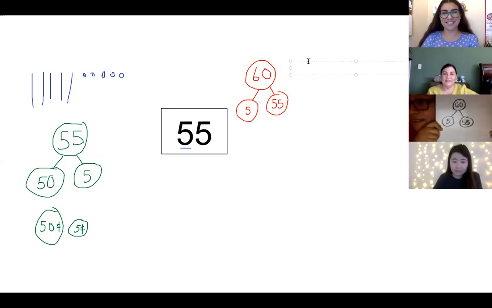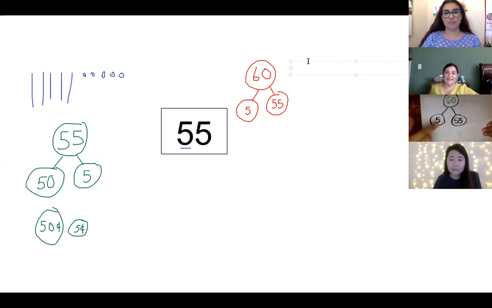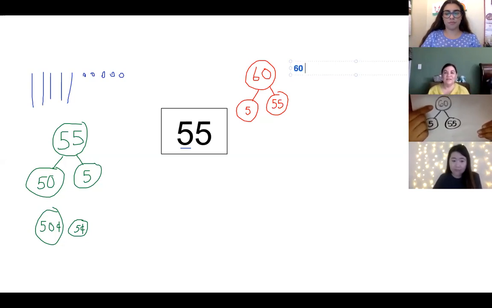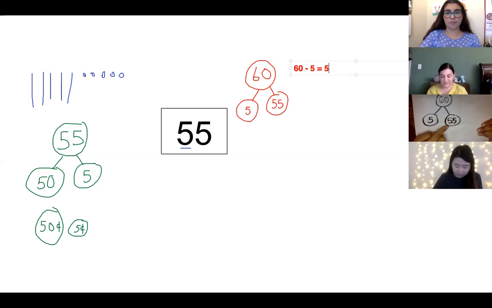Wait, I'm going to need the help of my friends out there. So we have 55, and I wanted to show a subtraction problem. So I needed to come up with the minuend, and my minuend has to be larger. So I have 55 and 5 more is going to give me 60. Now I know what my minuend is. My largest number is 60. So Miss Yakimowicz, can you help me out? 60 minus 5 is going to give me back 55.